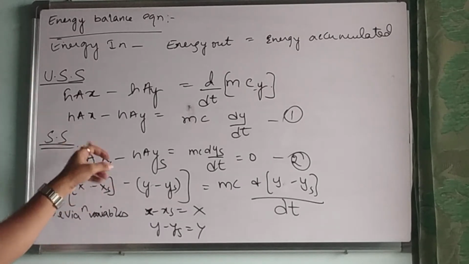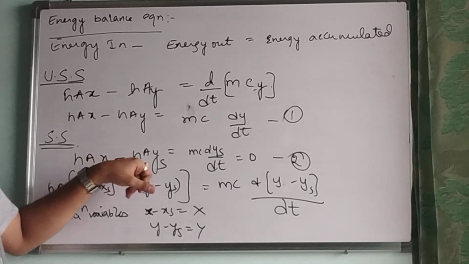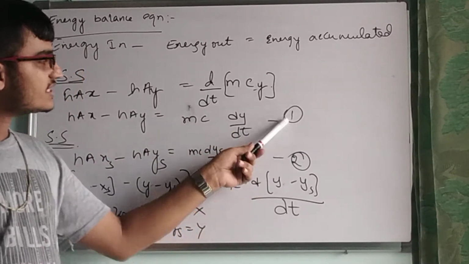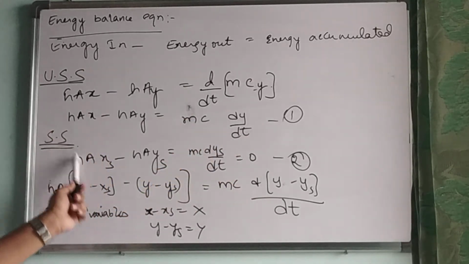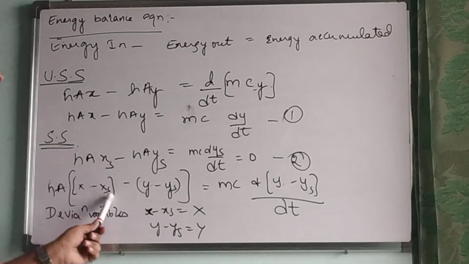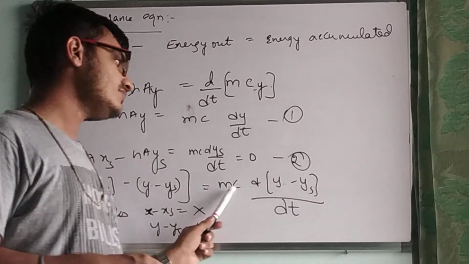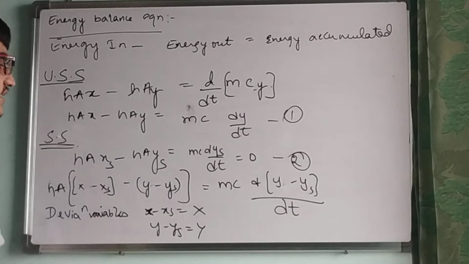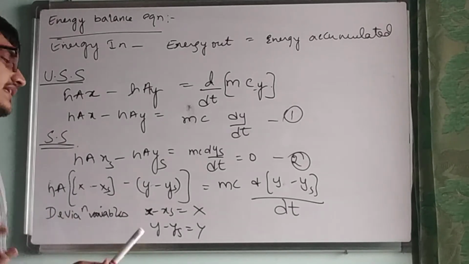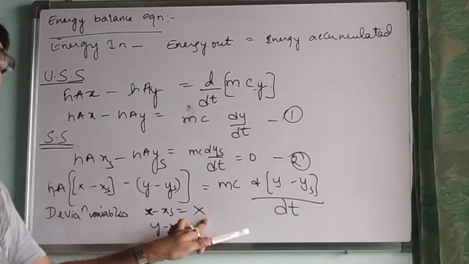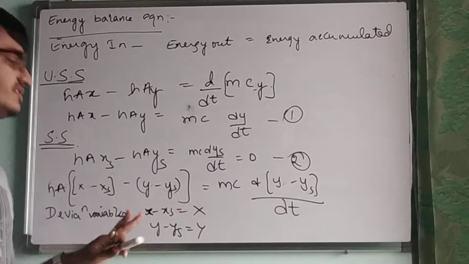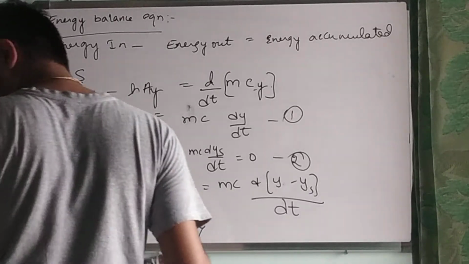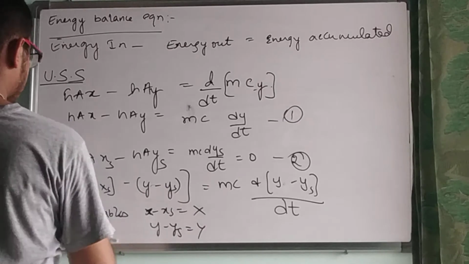Now the same you will write for steady state: HAXS minus HAYS is equal to MC dYS by dt. Now from the unsteady state and steady state equations you subtract 1 minus 2. You get HA into X minus XS minus Y minus YS is equal to MC d of Y minus YS by dt. So now you consider these deviation variables, as we generally say. You are just assuming that X minus XS is capital X and Y minus YS is capital Y. We call them deviation variables.